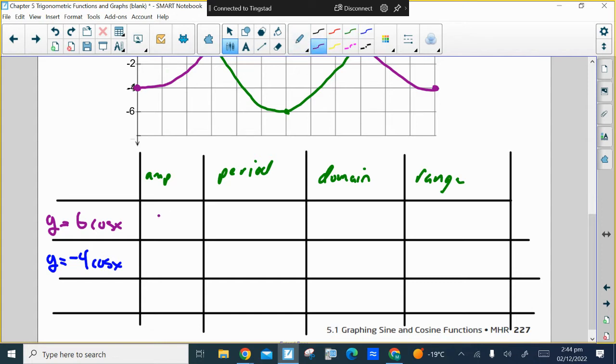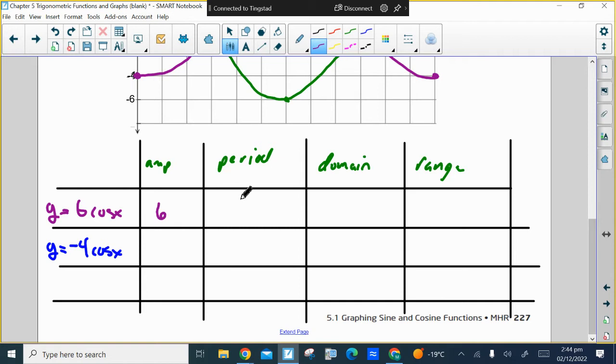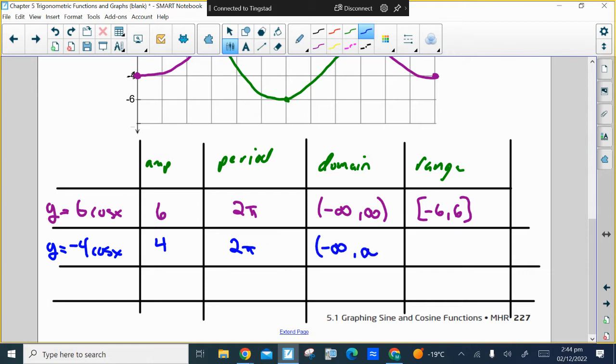So for 6 cosine x, the amplitude was 6. It didn't change the period. This is in radians, so the period is 2 pi. The domain goes from negative infinity to positive infinity. The range will be from negative 6 to positive 6. For the graph of y equals negative 4 cosine x, the amplitude was 4, the absolute value of a. Doesn't change the period, doesn't change the domain, but the range did change. It goes from negative 4 to positive 4.